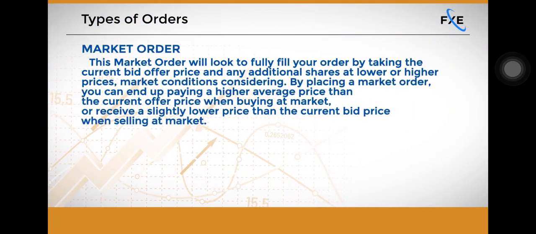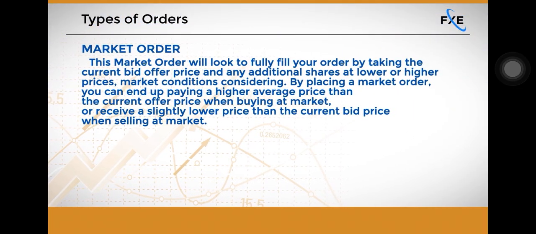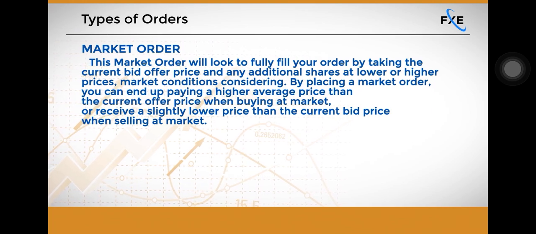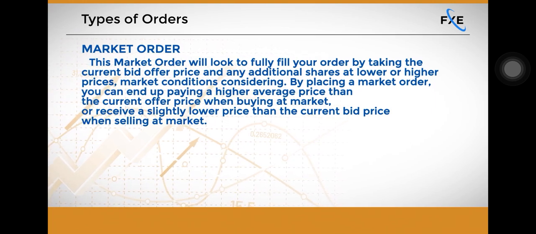The first one, the market order, will look to fully fill your order by taking the current bid offer price and any additional shares at lower or higher prices, market conditions considering. By placing a market order, you can end up paying a higher average price than the current offer price when buying at the market, or receive a slightly lower price than the current bid price when selling at market.